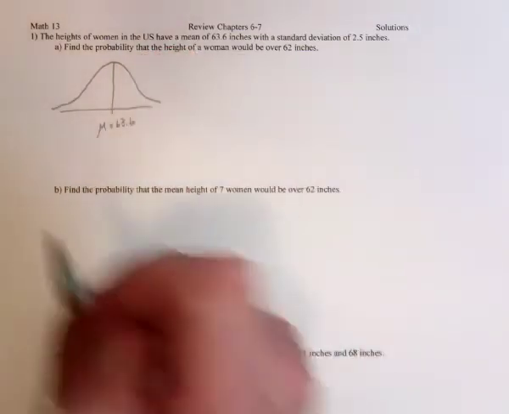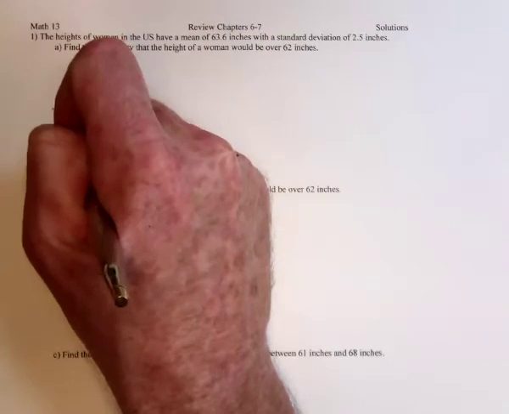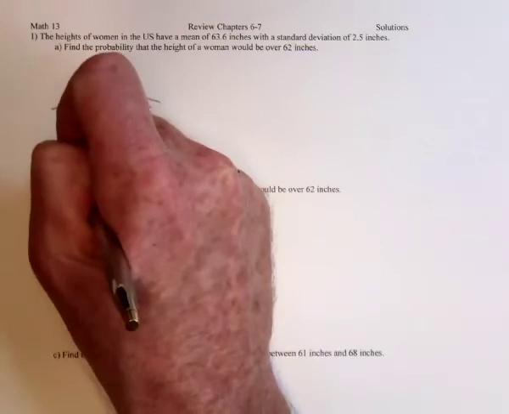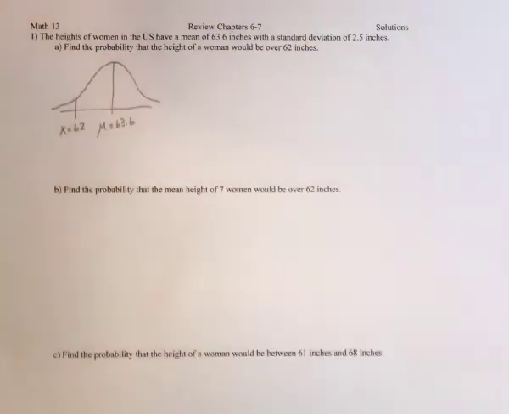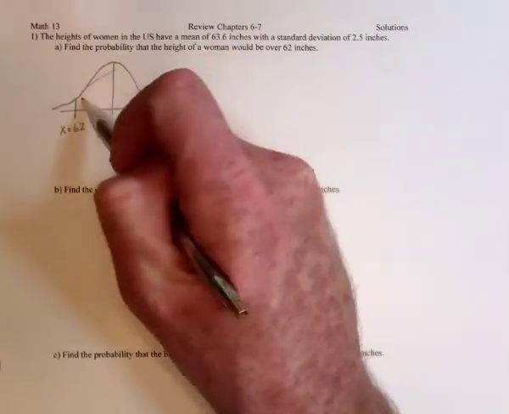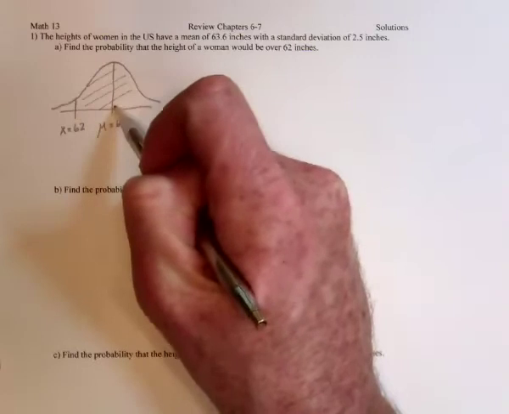And then a woman 62 inches tall would be over here to the left. So it'd say X for one person equals 62. And then I'm asking for the probability that the height would be over that. So that's going to be all of these people.